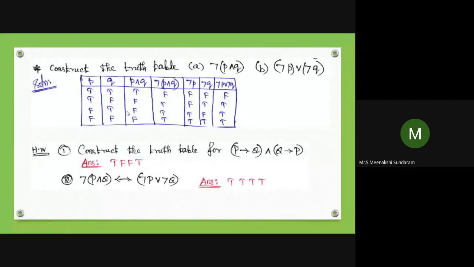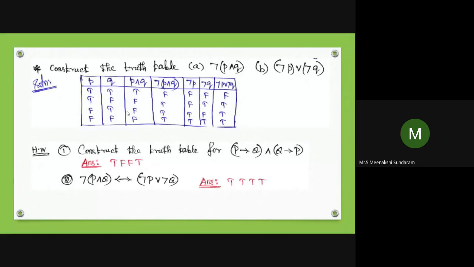Similarly, next one, the second sum: negation of P conjunction Q, biconditional, negation P, disjunction, negation Q. How to make the table? First find P conjunction Q. Next find the negation of P conjunction Q. Next column for negation P, disjunction, negation Q. For example, like the previous question, I can use the biconditional on the output of the fourth column and the last column: negation of P conjunction Q and negation P disjunction negation Q. Take the biconditional of the fourth column and the last column.